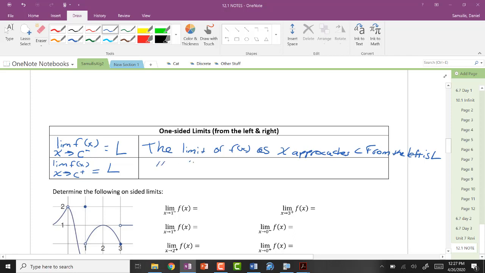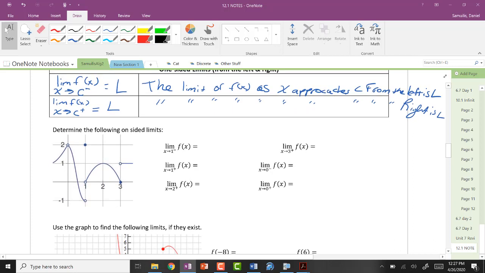I'm going to be lazy. The limit of f of x as x approaches c from the right is L. All right, so let's take a look at some graphs for this.